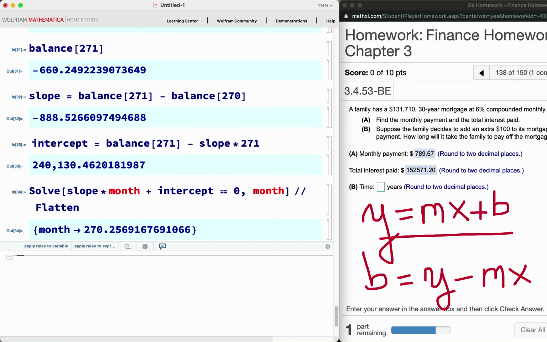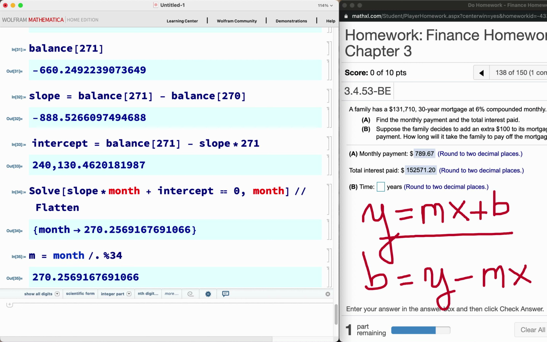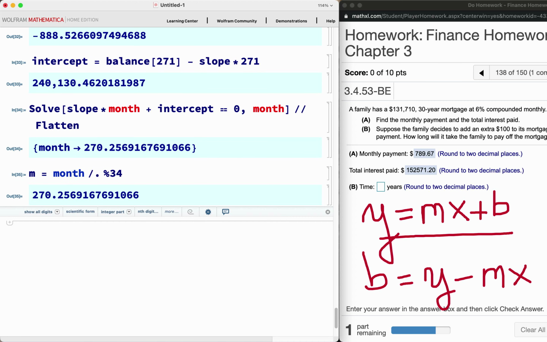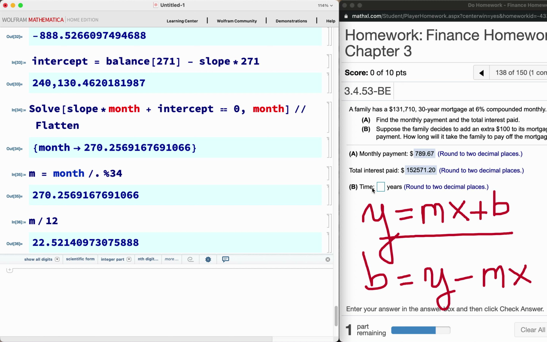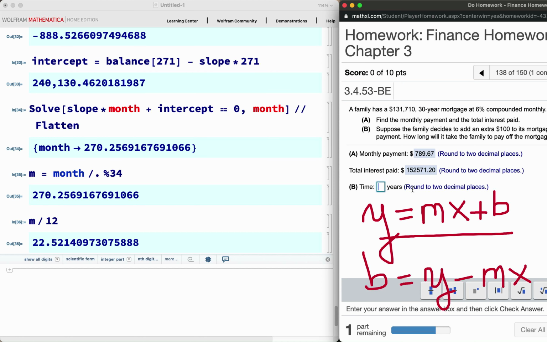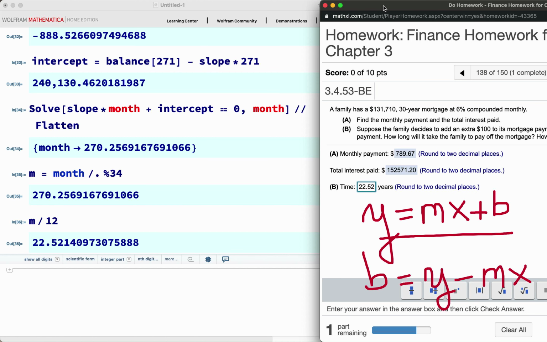270.2569, etc. Okay, so I'm going to declare that variable. M is equal to month as it's defined on output line 34. Now, how am I supposed to actually change that into years? You divide by 12. So M divided by 12 is going to be equal to 22.52 years.